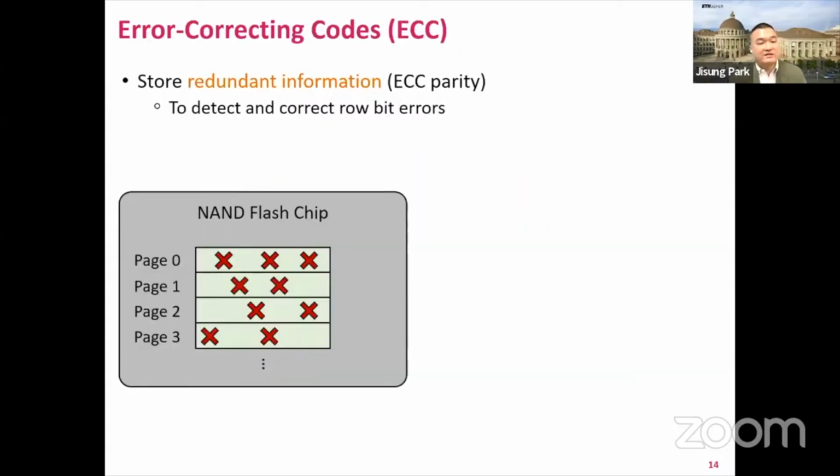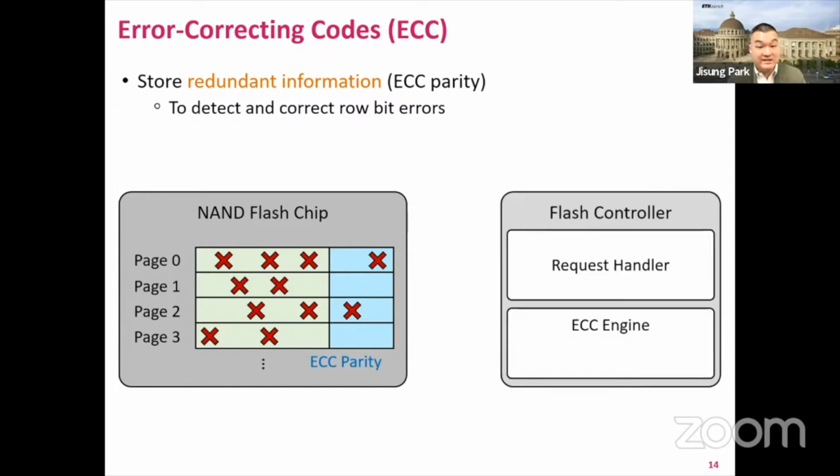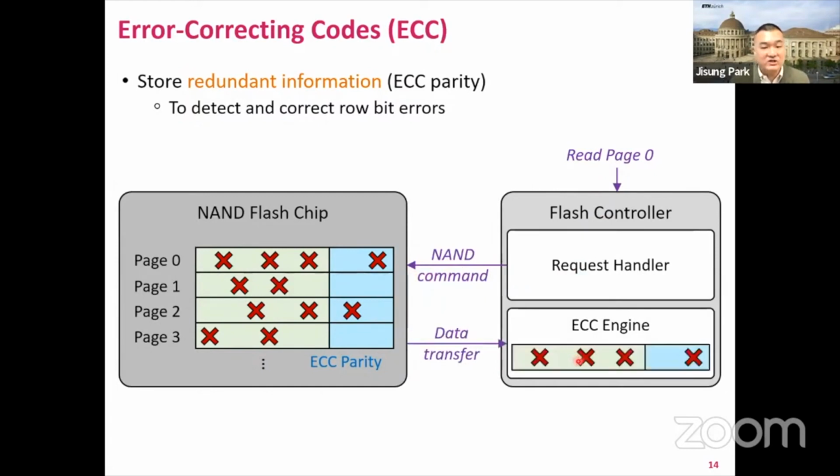To avoid such errors, it is common practice in modern SSDs to use error correcting codes, or ECC in short, which basically stores some redundant data called the ECC parity along with the original data in order to use the redundant data for error correction. Typically, the ECC engine exists in the flash controller, meaning outside of the chip. And when the SSD controller issues a read request, for example to page 0 in this figure, the flash controller issues a NAND flash command with the page address, and then the sensed data is transferred from the chip to the flash controller, and finally the ECC engine decodes the transferred data, trying to correct all the raw bit errors in the read page.